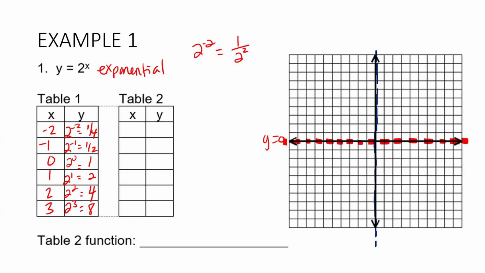So I'm going to go to 2, and I'm going to plot 1, 4. And you should be able to plot points without me. I'm going to go to 0, plot 1. I'm going to go to 1, then 2. I'm going to go to 2, then 4. I'm going to go to 3, then 8.